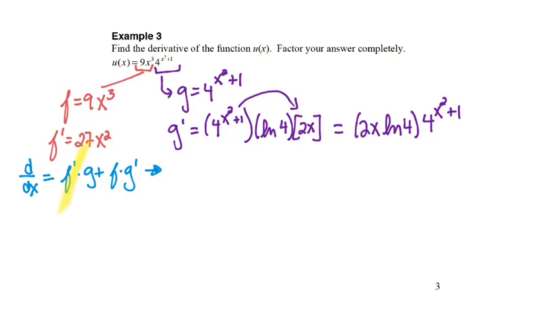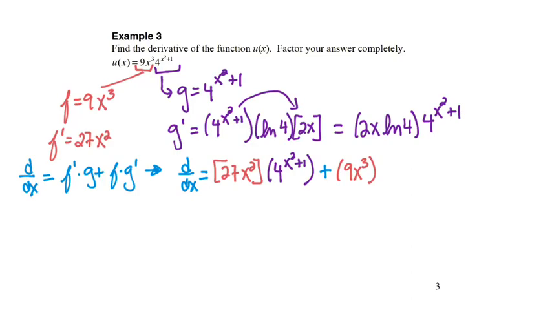The product rule says first, take f prime, which we know is our 27x squared. So the derivative is 27x squared. Now take g in its original format, which is just the exponential 4^(x squared plus 1). The formula always has a plus next. F in its original form, so 9x cubed. And now g prime, where I'm going to use the simplified g prime of 2x ln of 4 times 4 to the x squared plus 1.